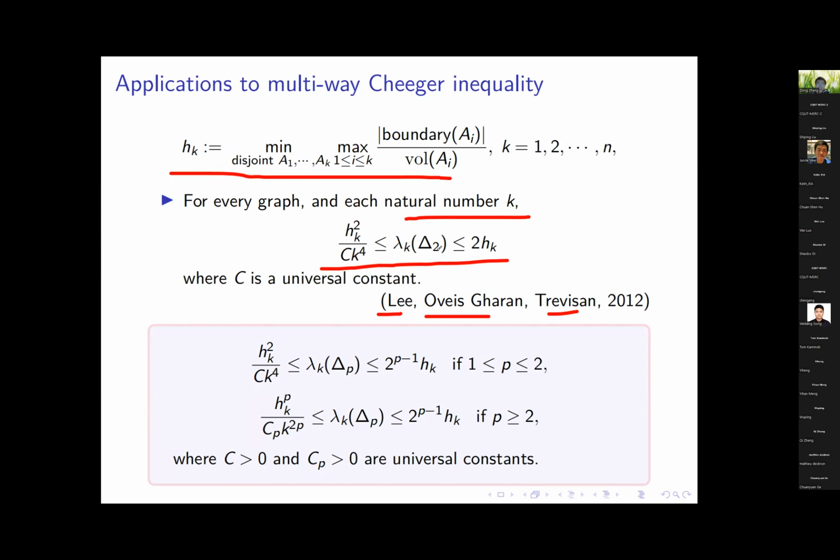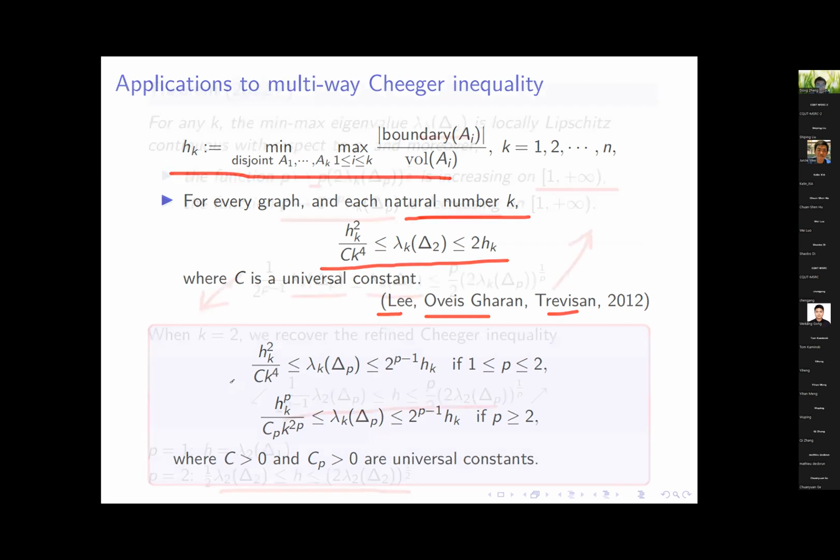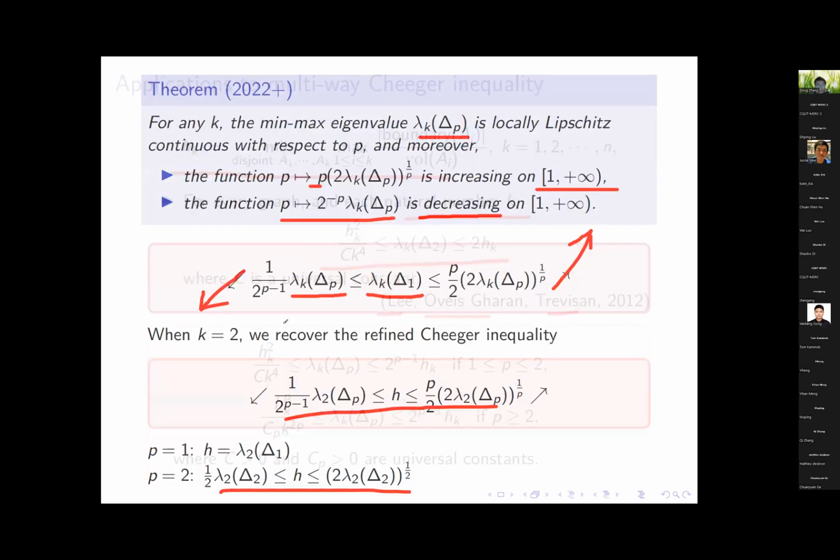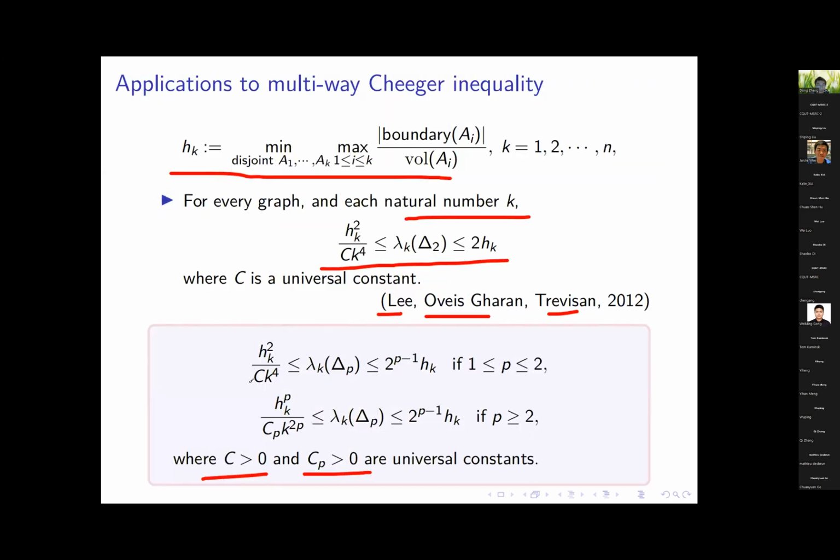Interestingly, combining with our monotonicity theorem, we can obtain a p-Laplacian variant of this multiple Cheeger inequality. Here, C and C_p are also universal constants. I won't go into detail. But I want to say that if we replace k here in the lower bound by, for example, the number of nodal domains of an eigenfunction corresponding to lambda_k, then the constant can be improved.